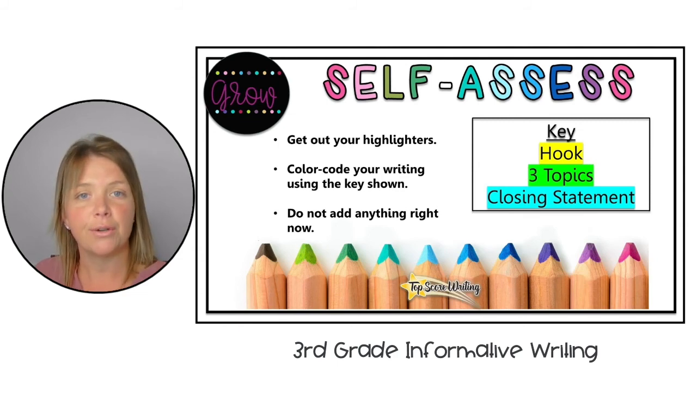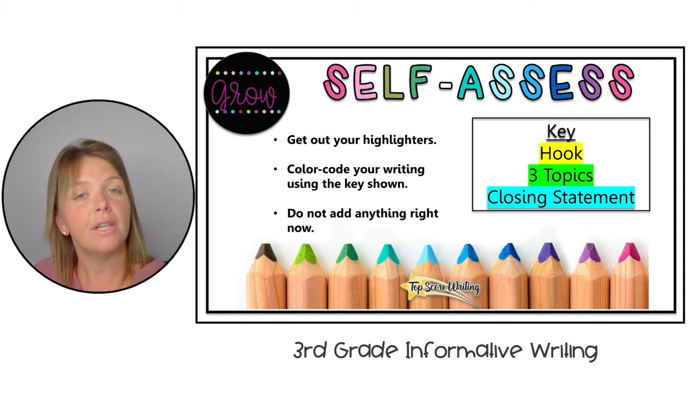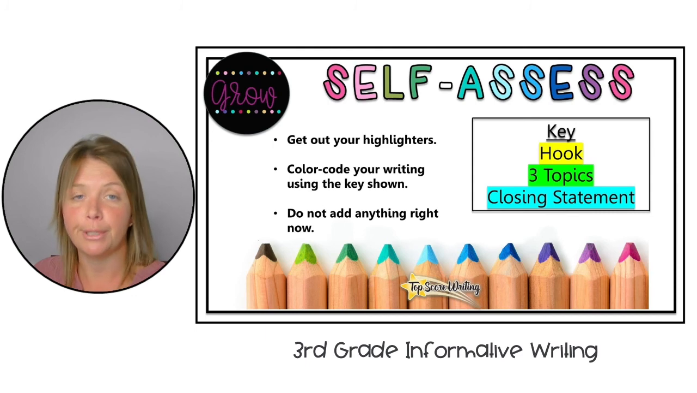So what I'd like for you to do is self-assess your introduction paragraph. Using your highlighters, I want you to go through and follow the key that's listed on your screen. If you have a hook, some way that you've grabbed your reader's attention, I'd like for you to identify that by highlighting it in yellow. Then I'd like for you to look at your 3 topics sentence. Go ahead and highlight that in green. And lastly, you're going to highlight your closing statement in blue.